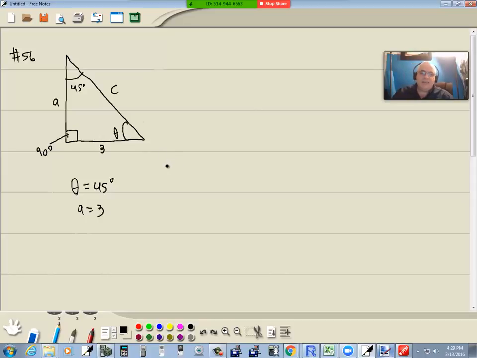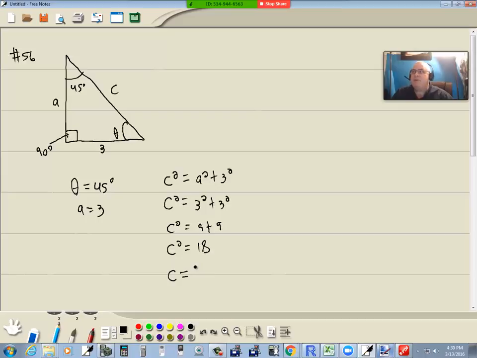Now to find C, I can use the Pythagorean Theorem. So we'd have C squared is equal to A squared plus 3 squared. We just said A is 3, so I got 3 squared plus 3 squared, which is 9 plus 9, which gives us 18. So then we drop our squared. Normally I might put a plus or minus from college algebra, but since we're dealing with distance, you can't have a negative distance there. We're just going to put a positive square root.